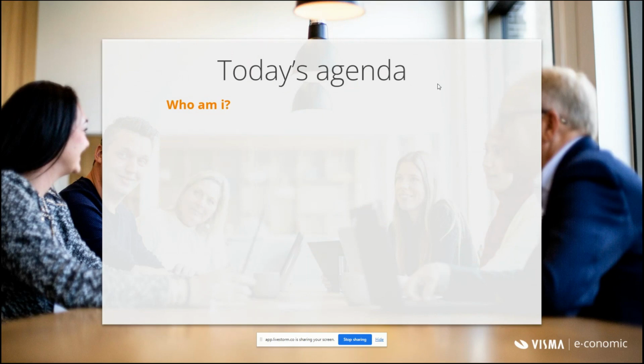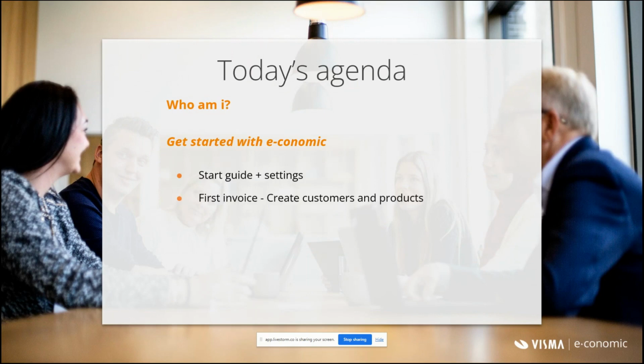Today, as I told you, we're gonna see how to get started with Economic. First off, we're gonna take a look at our four-step start guide. When we have finished our start guide and got into the system, we're gonna take a look at the settings. Next up, we're gonna create our first invoice. In this invoice, we're gonna create customers and products, of course.